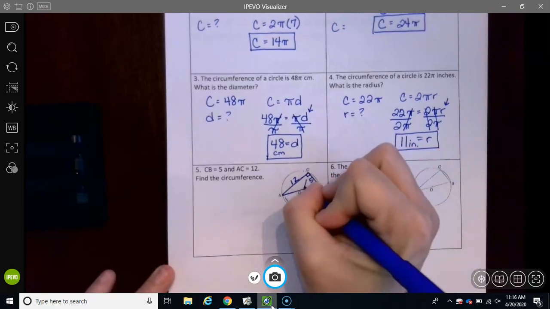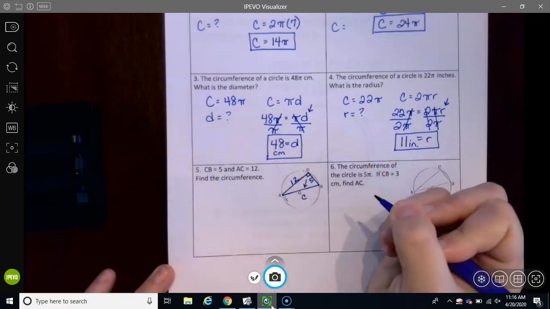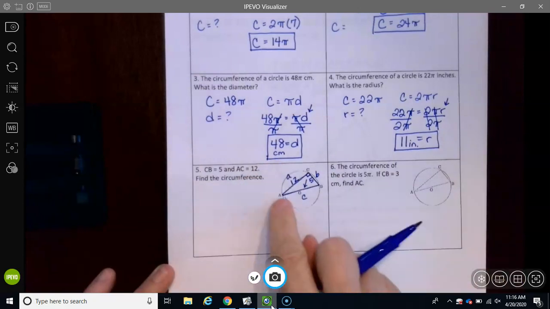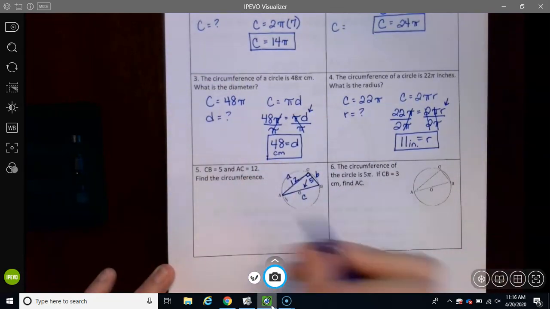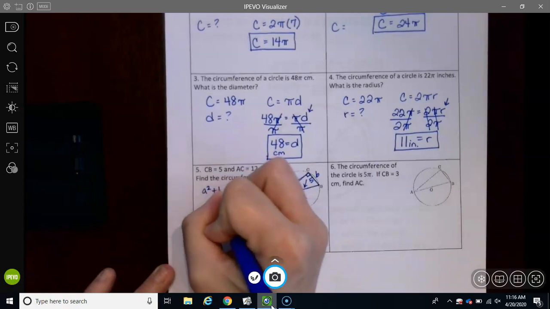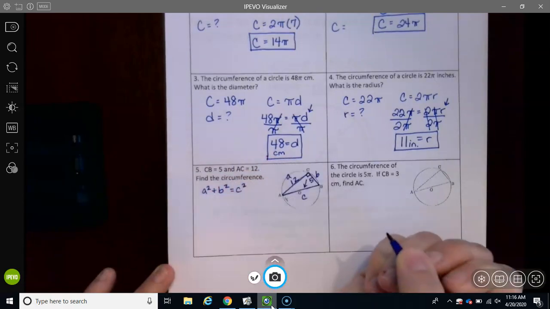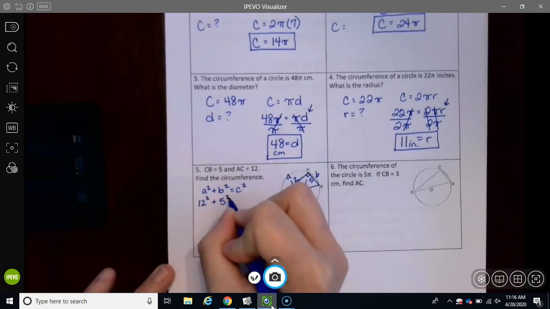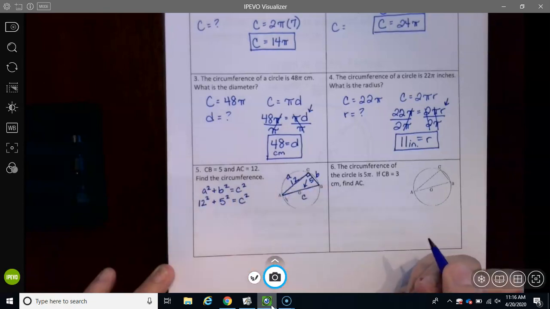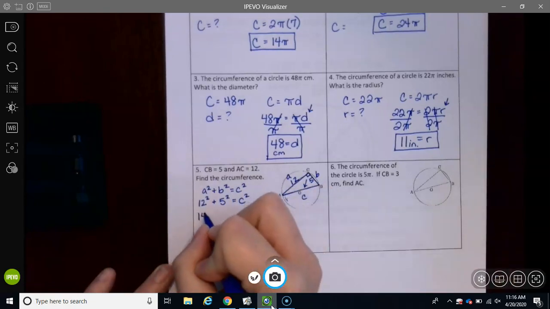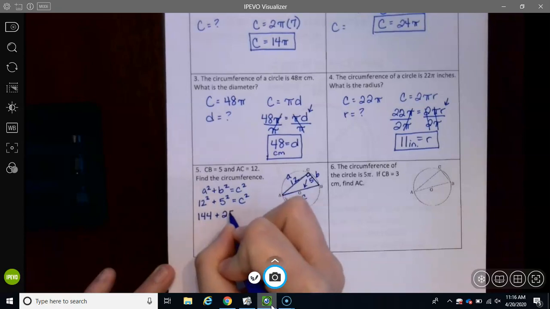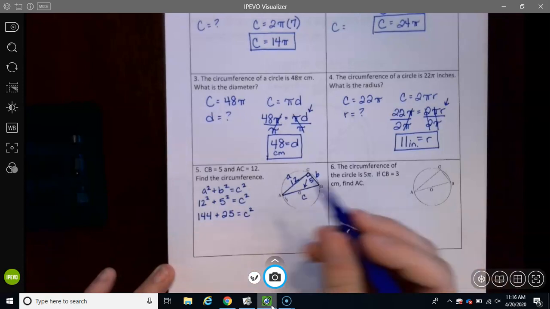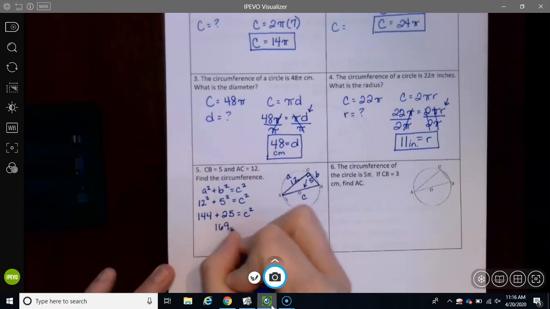So just remember the side that's across from the 90-degree angle, that's your C side. Either one of these you can label A and B, it does not matter which one. So first things first, I'm going to have to figure out what that diameter is before I can find the circumference. So I'm using A squared plus B squared equals C squared, where A is 12, B is 5, and I'm trying to find C. So 12 squared gives me 144. 5 squared gives me 25. And we're trying to solve for C. 144 plus 25 gives me 169.